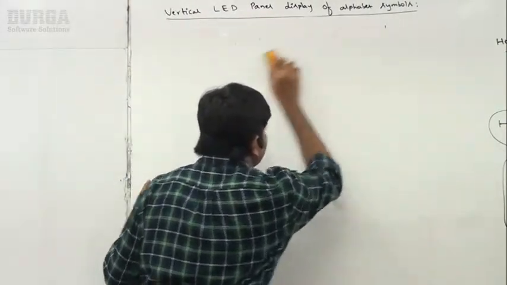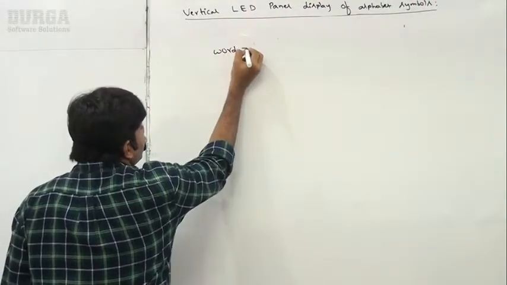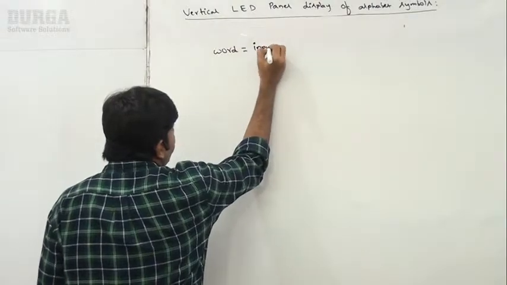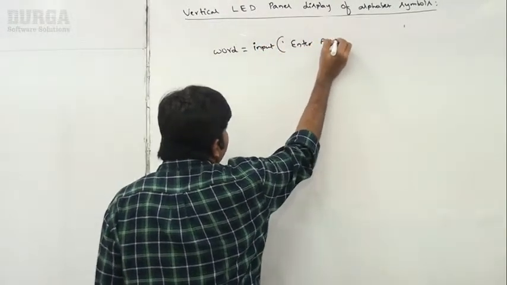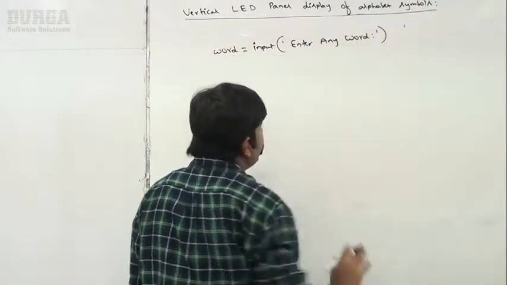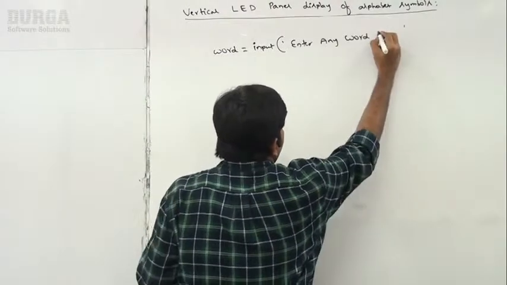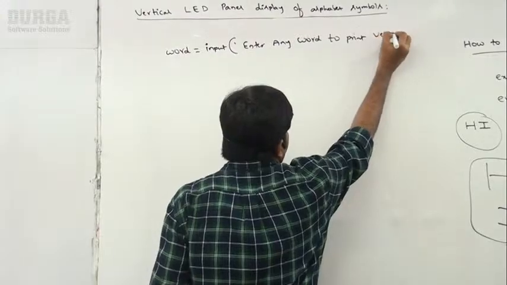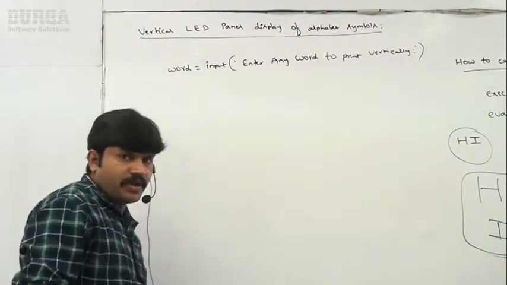Next, extension only. word is equal to input of "Enter any word to print vertically", like this I'm taking, sir. Enter any word to print vertically.